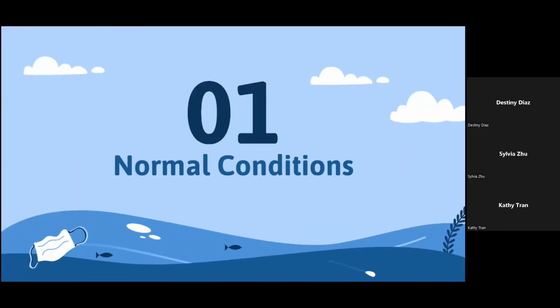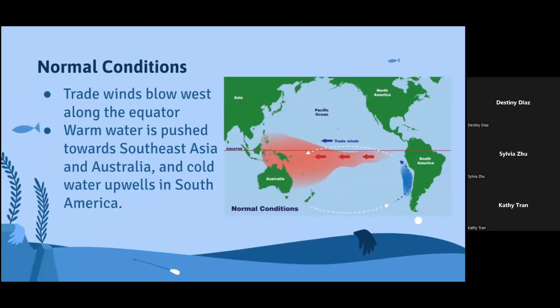So to understand what El Nino and La Nina is, we have to understand what normal conditions are. During normal conditions, trade winds usually blow west along the equator. This causes warm water to be pushed towards Southeast Asia and Australia. And then cold water usually upwells in South America. This is a process called upwelling.